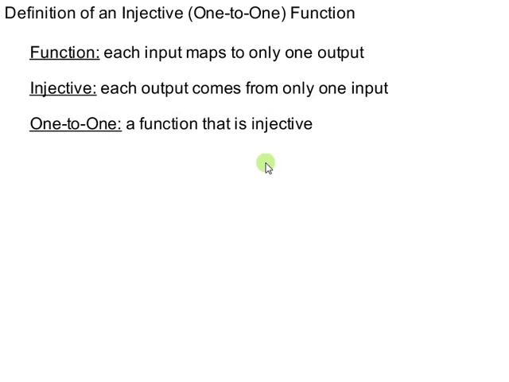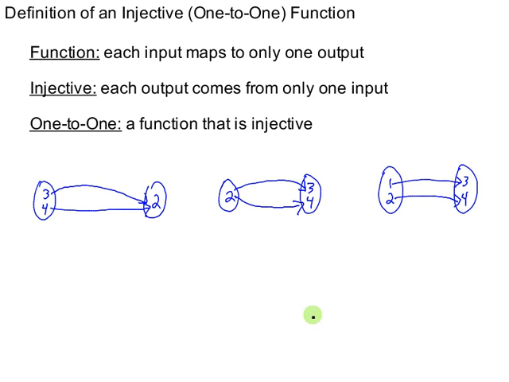Okay, so I know that's hard to understand there. Let's look at some illustrations with mappings. So here are three different mappings I want to analyze to sort of solidify these definitions.